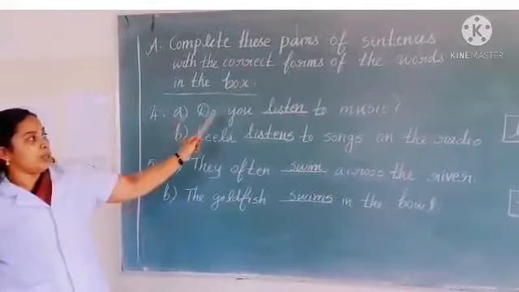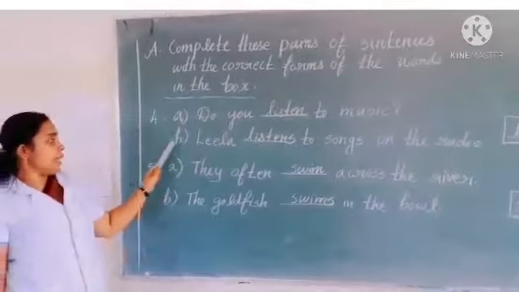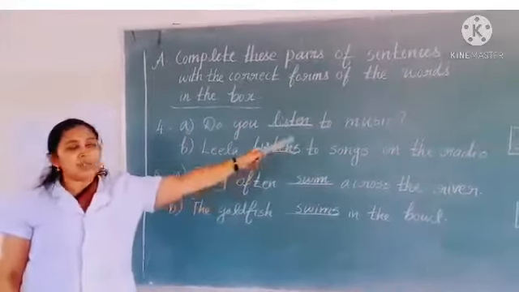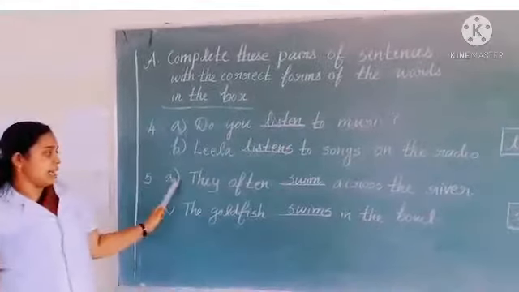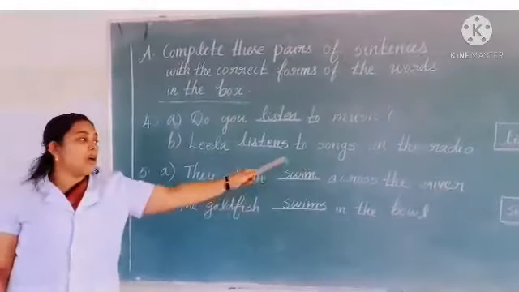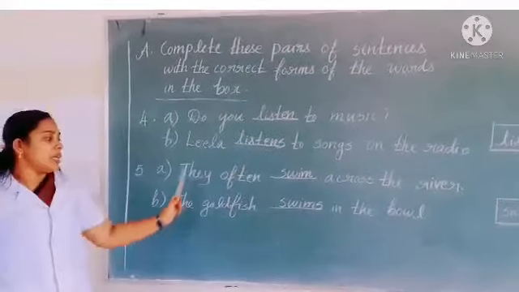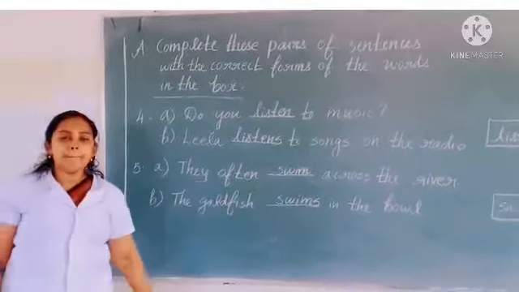Fourth one, A, do you listen to music? B, Leela listens to songs on the radio. Fifth one, A, they often swim across the river. B, the goldfish swims in the bowl.